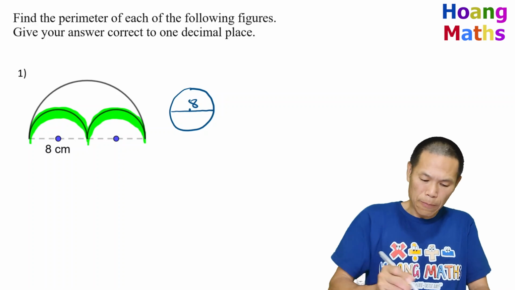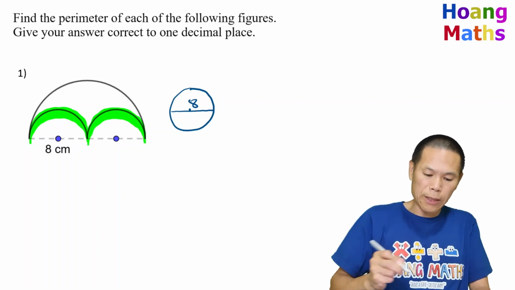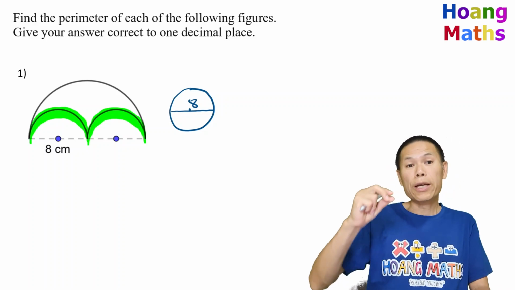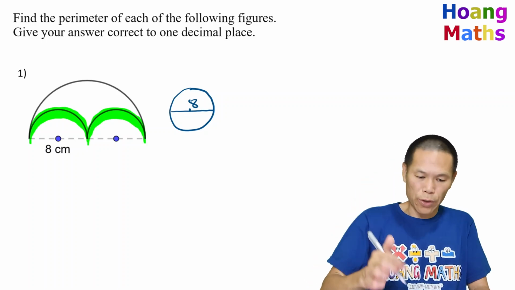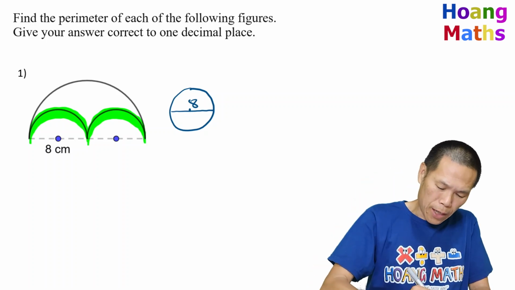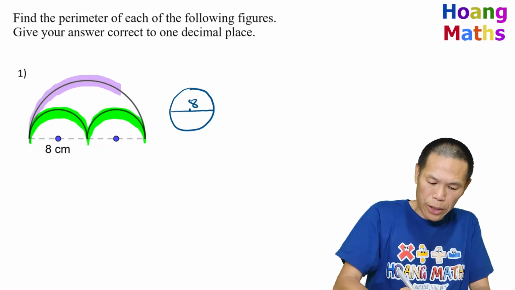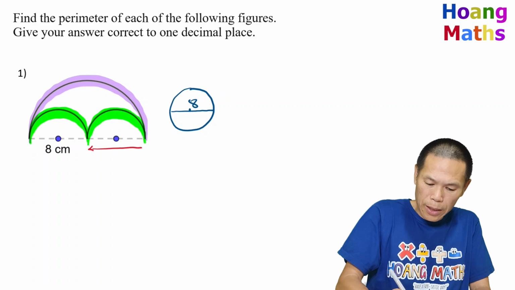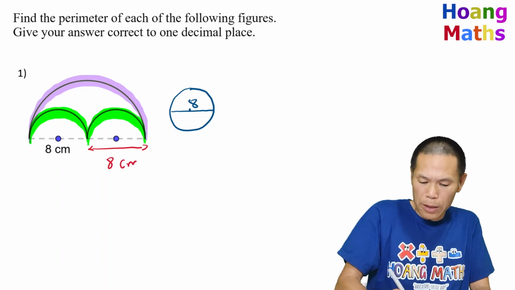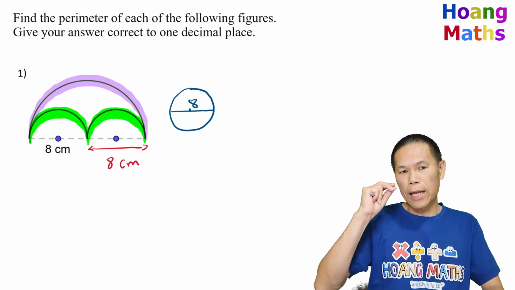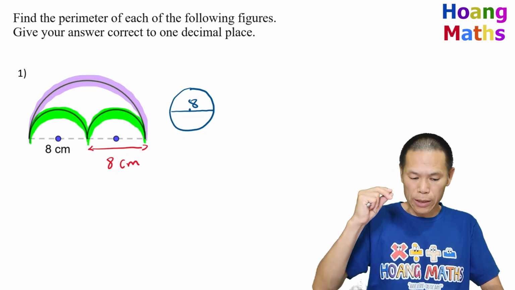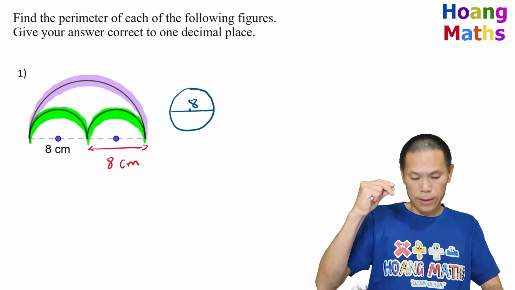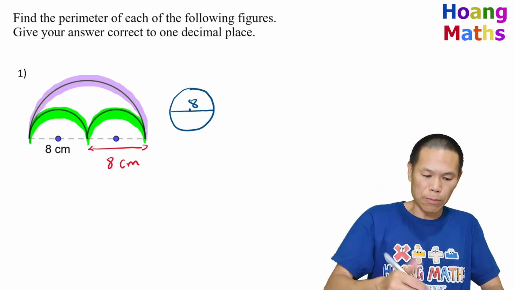So this is the semicircle for both. Both semicircles combined give me a whole circle. And we have half of a circle here as well. But then this one here, from here to here, is 8 centimeters. This means that for the large semicircle, the radius is 8. And for the smaller circle, the diameter is 8 centimeters, okay?